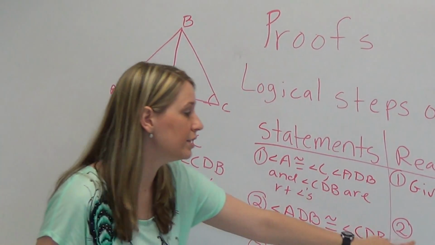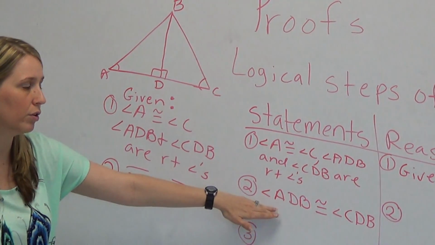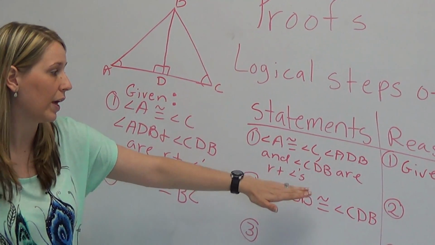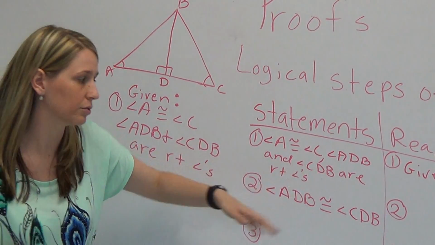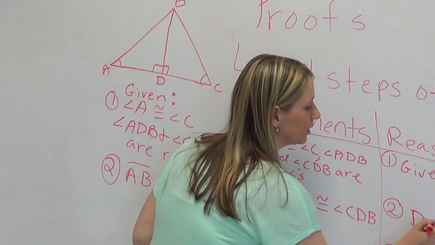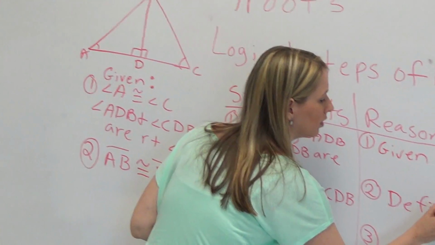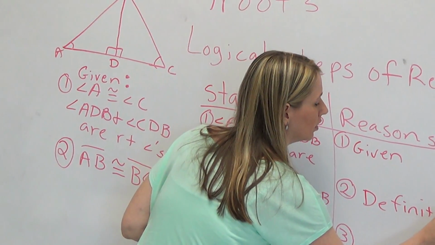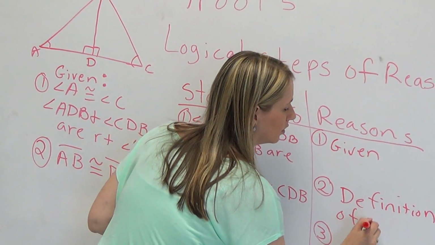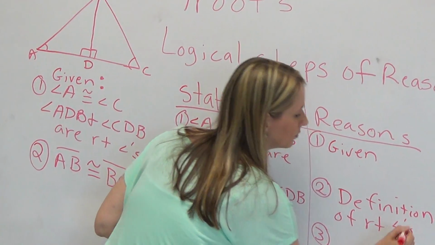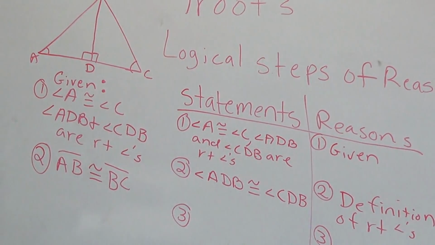So then you get to your reason step. How do I know they're congruent? We just said a minute ago, they are what kind of angles? Right angles. So the reason they're congruent is because of the definition of right angles. Right angles are congruent. Okay?